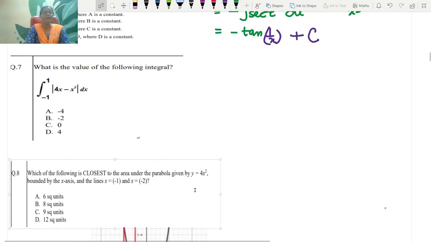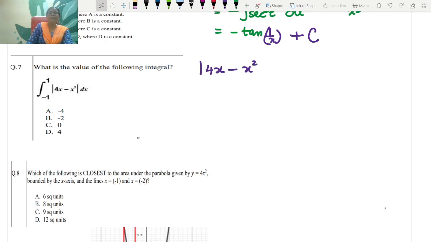Now the next question is integration of a definite function. That is, it's a definite integral. Definite integral मतलब आपको इसका लिमिट यूज करना पड़ेगा -1 to 1। बट फंक्शन क्या दिया है, फंक्शन इज एक्चुअली मॉडुलस। तो सबसे पहले हमें मॉडुलस फंक्शन को रीडिफाइन करना है। How is it redefined? 4x minus x square will be positive.